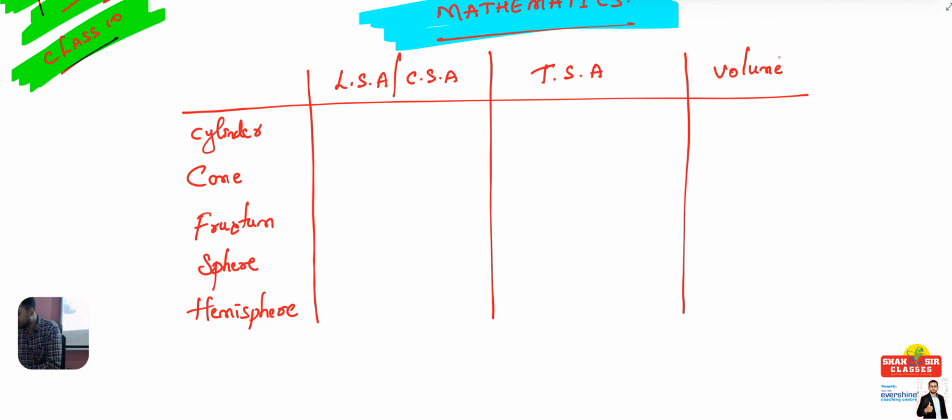Understood what we are going to study in this chapter? We are going to study these basics: cylinder, cone, frustum, sphere, hemisphere. Any doubts? Please, you can tell me. No. So today you need to study this chapter here only.